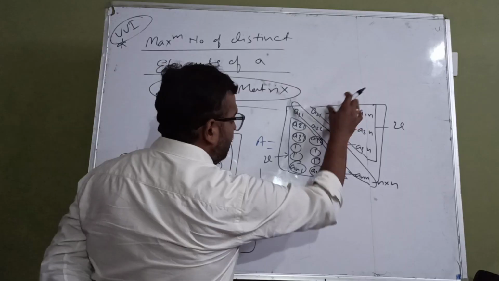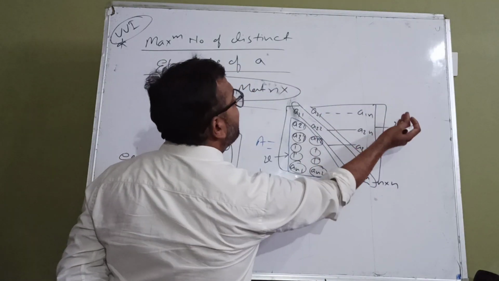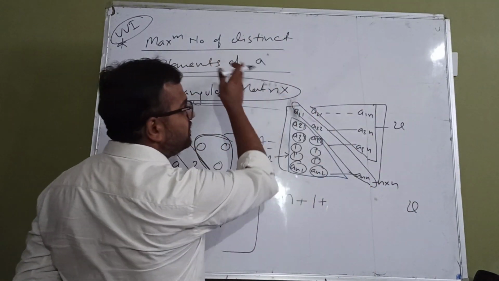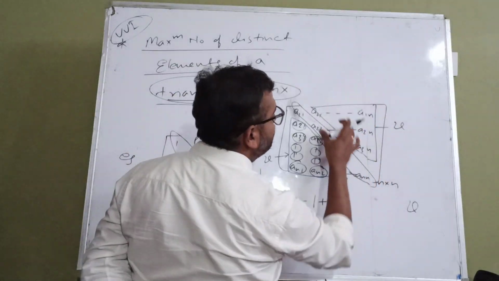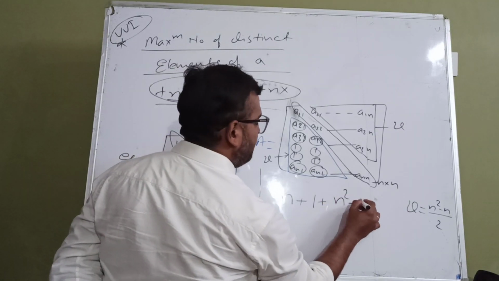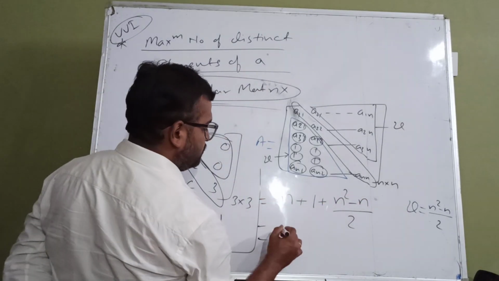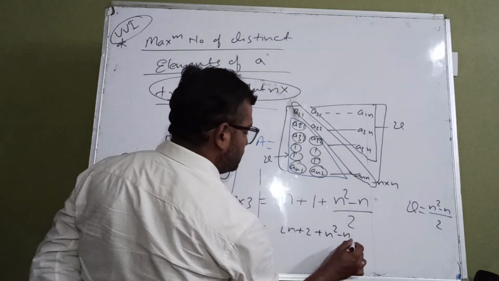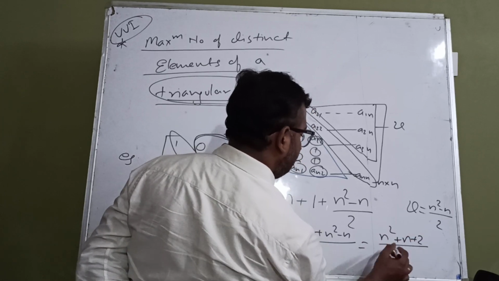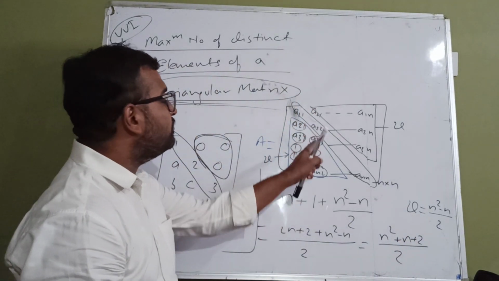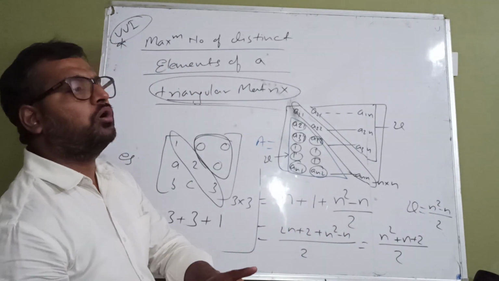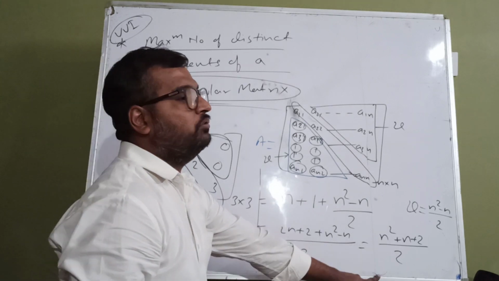But in the upper part, the elements above the diagonal, the number of elements equals x. And what is the total value of x? We have discussed that x is n square minus n by 2. So that is n square minus n by 2. Solve this: n plus 1 plus (n square minus n) by 2, which gives 2n plus 2 plus n square minus n by 2, and if you solve this, (n square plus n plus 2) by 2. This is the maximum number of distinct elements in a triangular matrix.